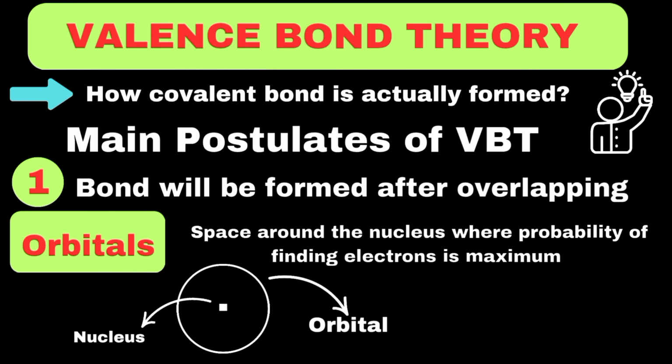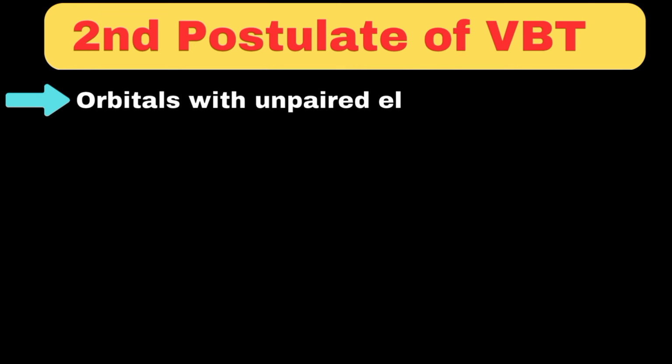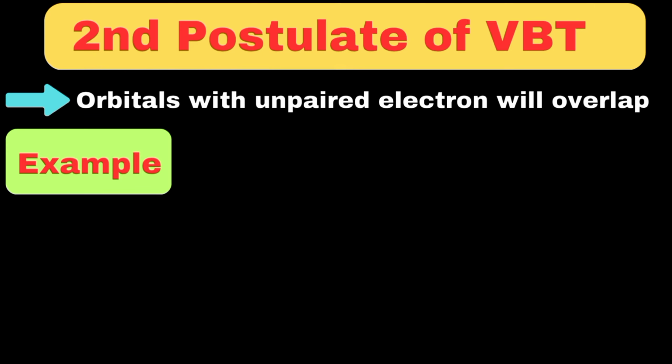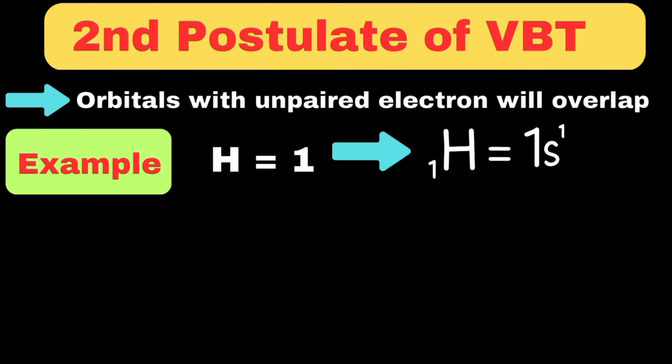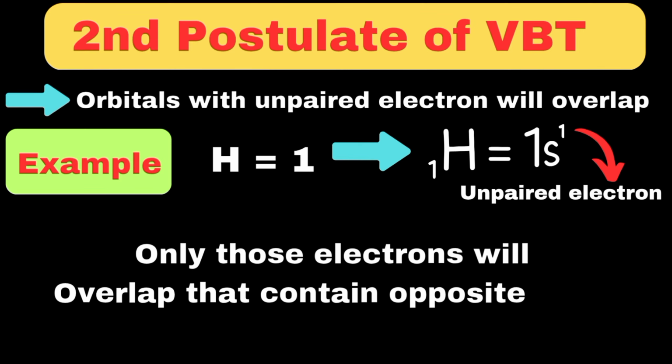When orbitals overlap with each other, they actually share electrons and form a covalent bond, which we will explain in detail. Moving toward the second postulate, only those atomic orbitals will overlap which contain unpaired electrons. We can understand this with the example of hydrogen. It has only one electron, and its electronic configuration is 1s1. As we can see, in this case, the s orbital does not have two electrons in it, so it is called an unpaired electron. But keep in mind, only those electrons will overlap that contain opposite spins.